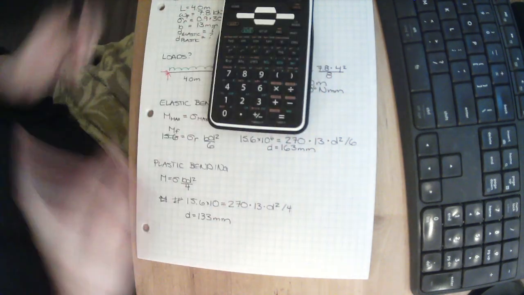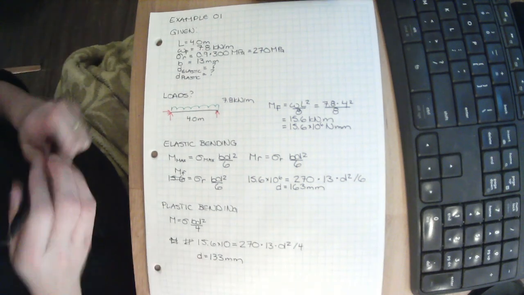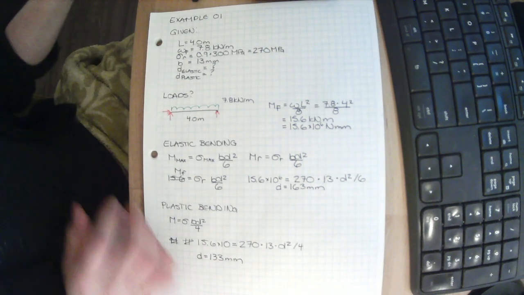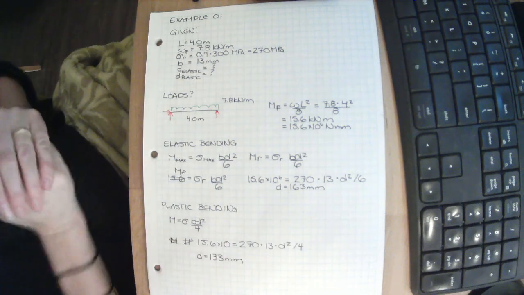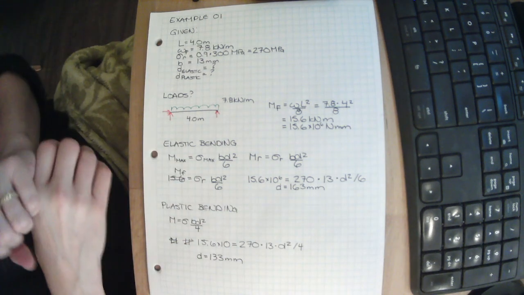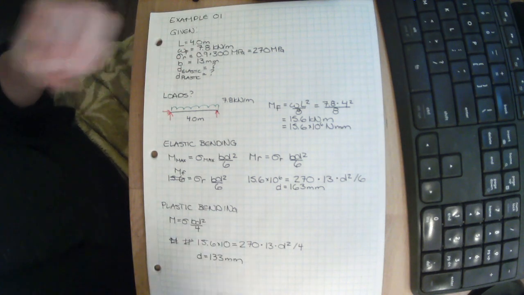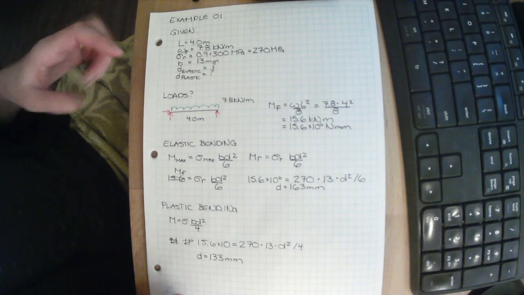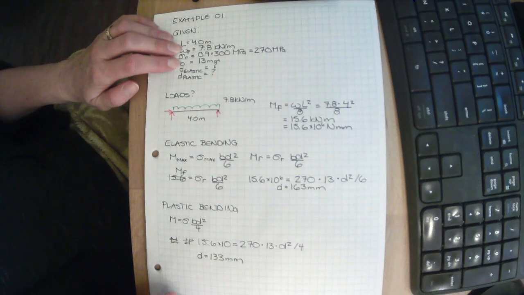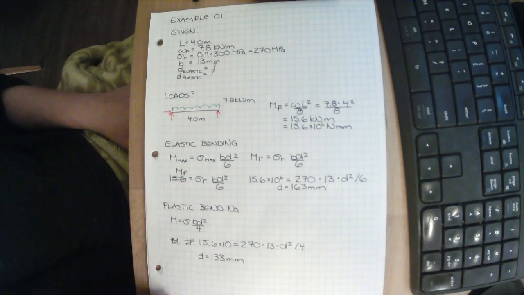So if this is an object that we might allow plastic bending in, we could have a deeper beam. Remember, our goal is to always find the cheapest member that works. Cheapest doesn't mean ugliest, but cheapest does usually mean the lightest. Which one's going to weigh less? A beam that's 13 millimeters by 163 or 13 millimeters by 133?